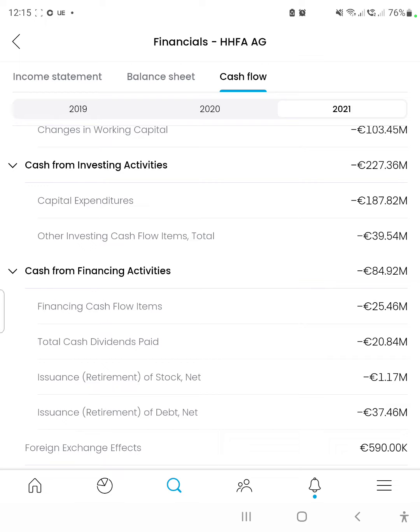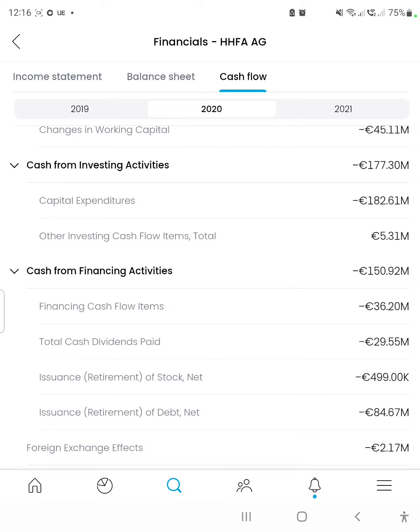The cash flow from financing activities was 84 million euros, which was spent on dividends paid, which accumulated to 20 million euros, and retiring debt, which was 37 million euros, so eliminating debt, which is definitely a good step. I just want to see if that is a consistent trend for the company.